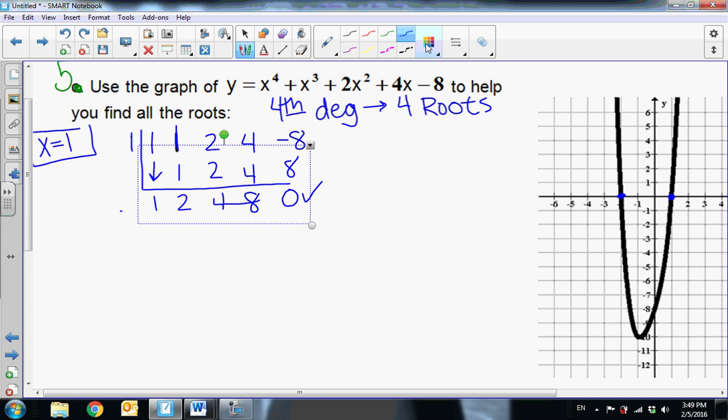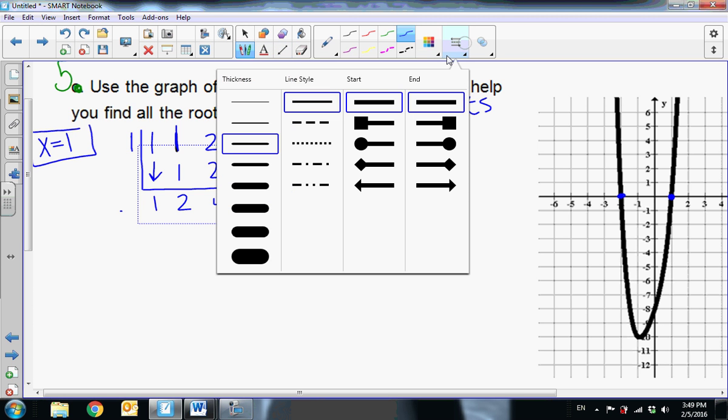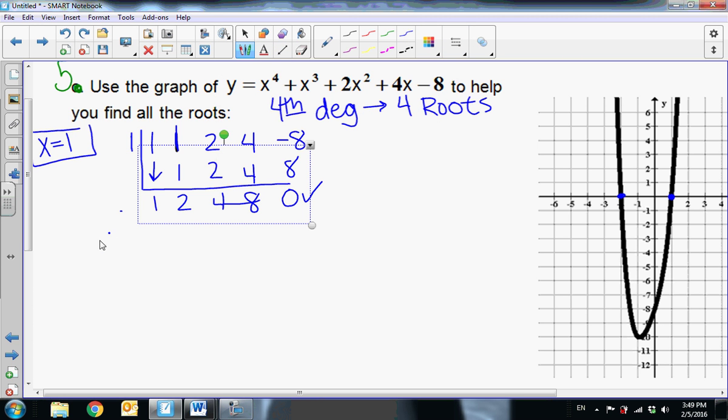So let's write out what we would get. This is my remainder, so this is my constant, my x squared, my x cubed. So x cubed plus 2x squared plus 4x plus 8. All right, so we got it down from a fourth degree to a third degree. What should we do now?